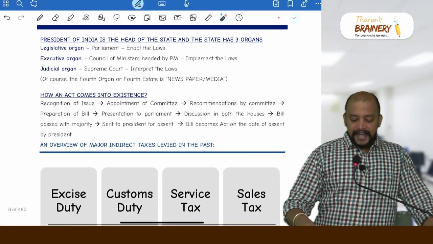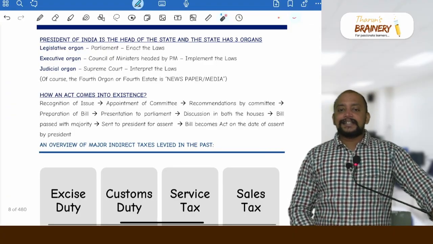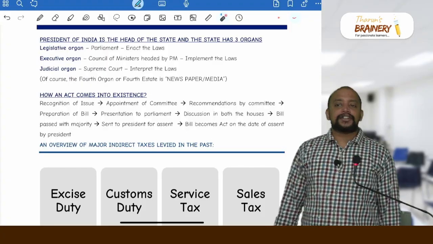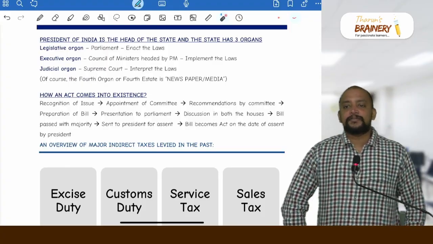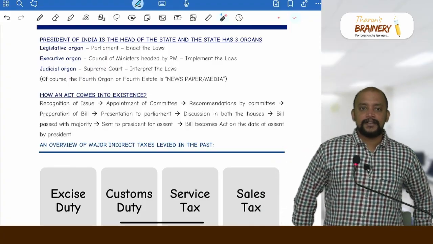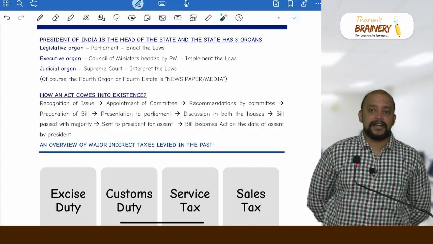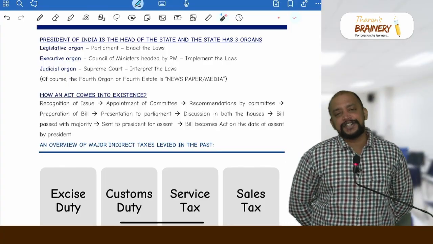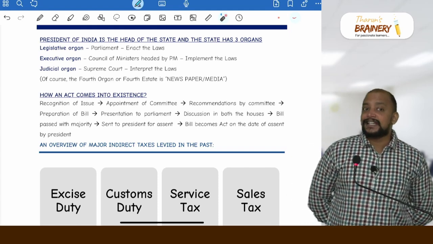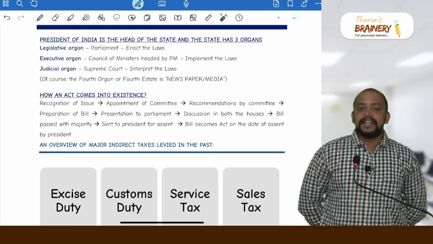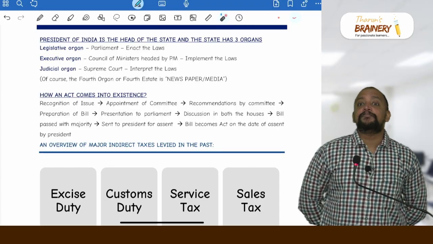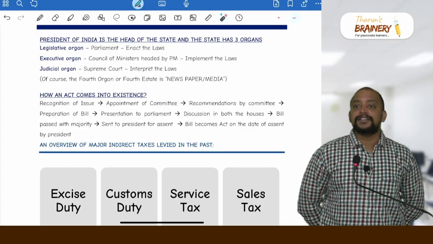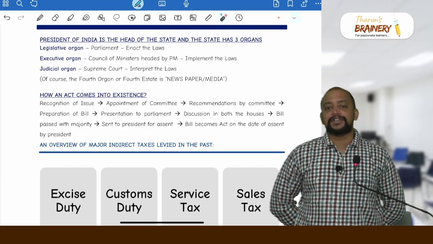Then we have three organs under the constitution: legislative organ, executive organ, and judiciary organ. What does the legislative organ do? It will make the law. What does the executive organ do? It will implement the law. What does the judiciary organ do? If there is any dispute between the executive and the public during implementation of the law, that dispute will be rectified or redressed by the judiciary organ.